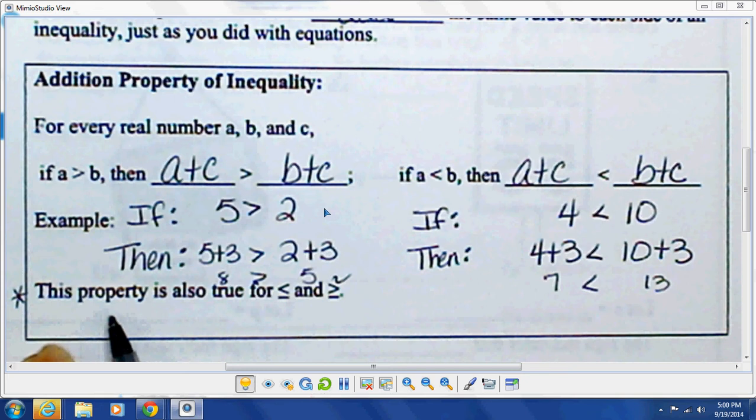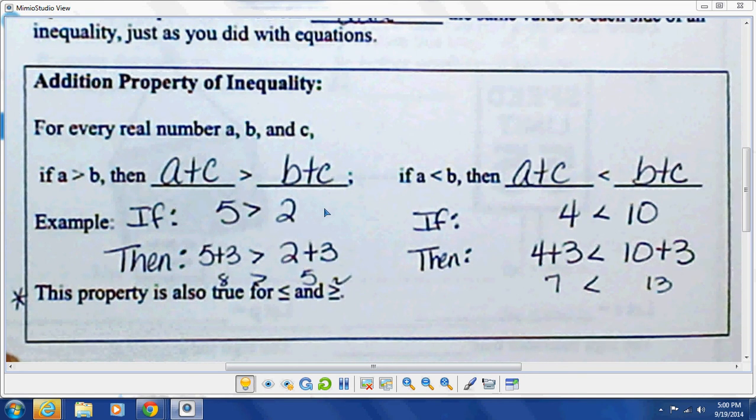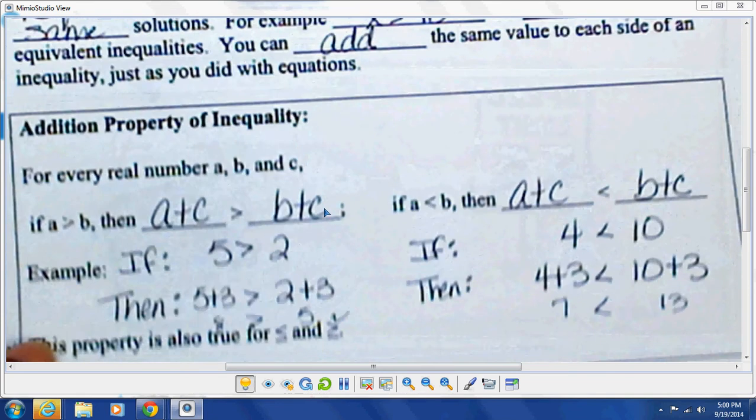And this says that it also is true for greater than or equal to and less than or equal to. So it doesn't matter which of the 4 symbols that you put in there, the property should be true because you're going to do the same thing on both sides, just like you would do with solving equations. Okay, if you haven't finished copying that, you can pause the video, but I'm turning to the next page. Okay, so now you should be on page 41.